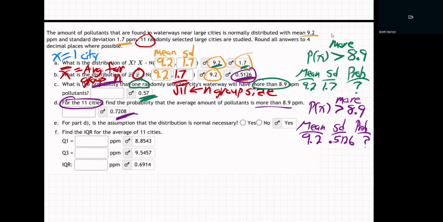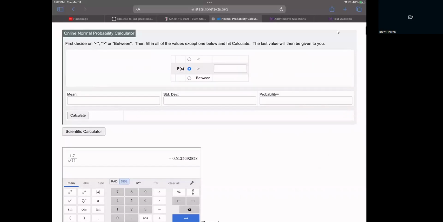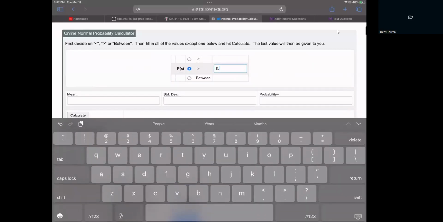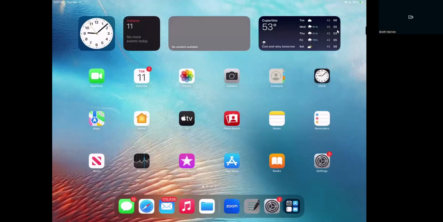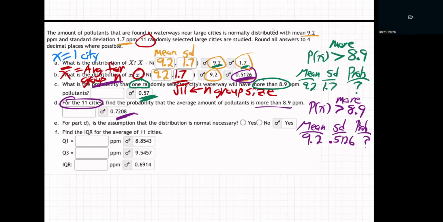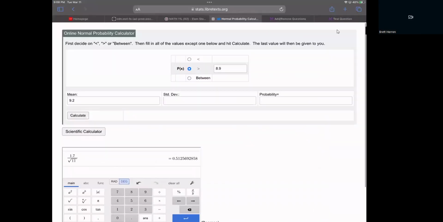Let's go to the calculator and try. So let's see, more than 8.9, mean 9.2. So I'm going to click more than 8.9, like that. I think that was 9.2, wasn't it? Let me go check. 9.2. Yeah. Standard deviation: now instead of putting in the 0.5126, I could, but I'd rather just dial direct. 1.7 over the square root of 11. Let's see if I can just put that in. See if it'll take it.